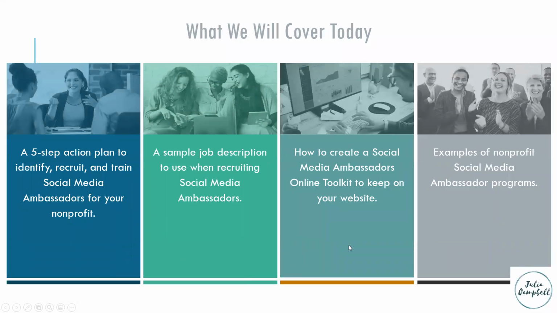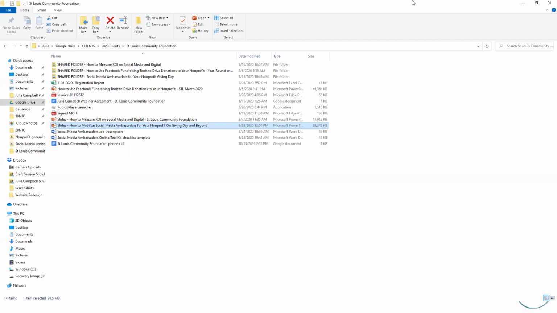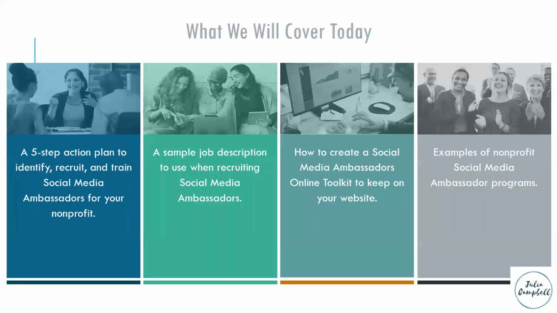For today, we're going to tackle 4 main topics. I'm going to give you the 5-step action plan to identify, recruit, and train social media ambassadors for your nonprofit. We're going to go through a sample job description that you can use when recruiting social media ambassadors, and then how to create a social media ambassadors online toolkit to keep on your website.